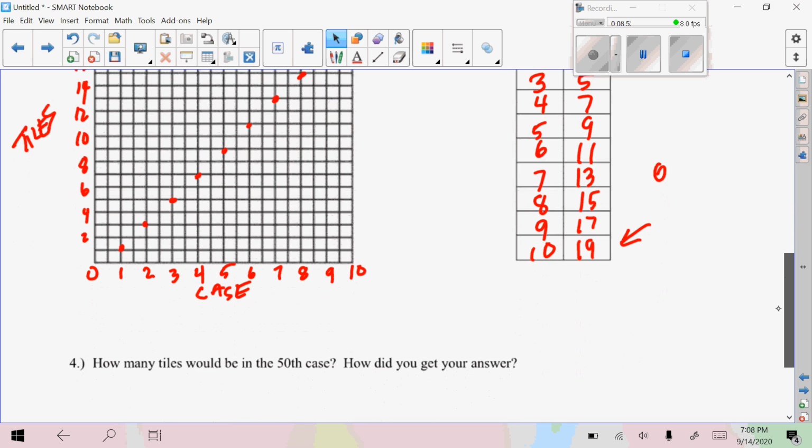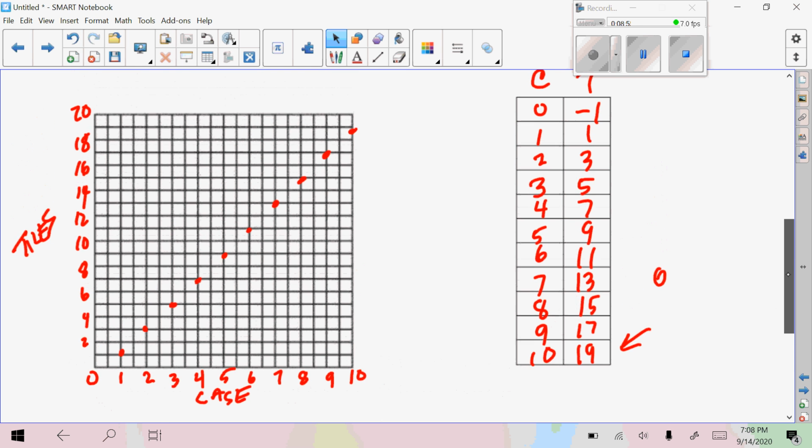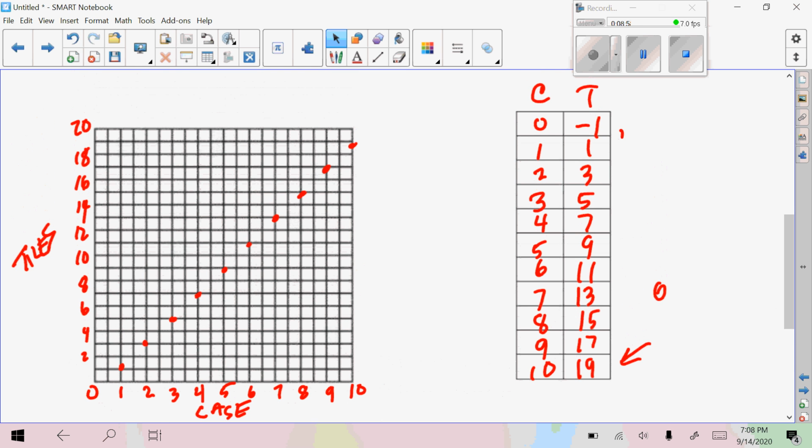And to figure out how many tiles would be in the 50th case here, again, the pattern is adding 2. And once again, from elementary, we learned that adding 2 every time, the shortcut for that is multiplying by 2. So we're going to take 2 times our case. That doesn't work perfectly, though, because if I did 2 times 10 for this case, that would be 20, and I'm actually 1 less than that, 19. So I'm going to take 2 times the case minus 1 to get my total number of tiles.